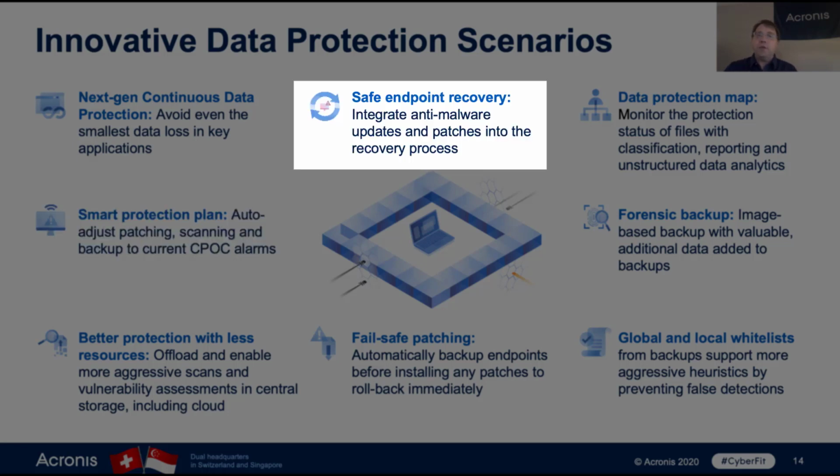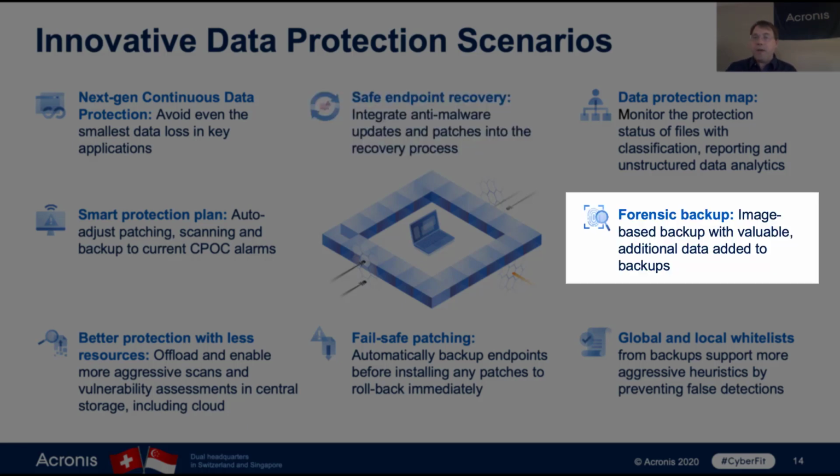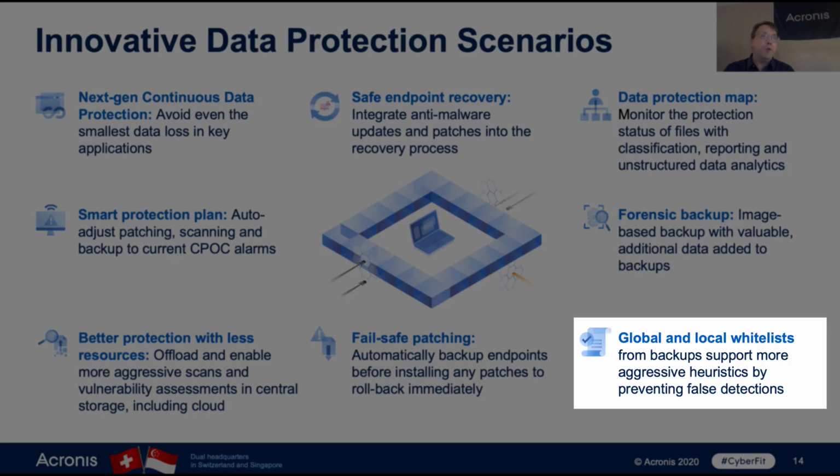We want to be able to do safe endpoint recovery. So as we're applying patches, as we're applying the antivirus updates, we want to make sure that we're doing that in a way that can be either rolled back with fail-safe patching, or that you can do that offline, make sure everything is up to date before you push it out. We talked about the forensic backups, the ability to make sure that we have knowledge about what's happened to this system all the way down at the bottom level, so that we can go into our security stance and say, okay, where did we miss it on the way in? And things like global and local whitelists to make sure that we're capturing all of the data we can without losing any of the important data that we want.